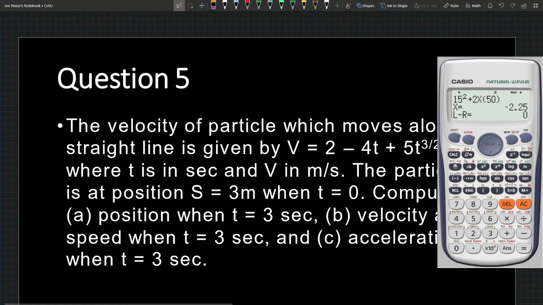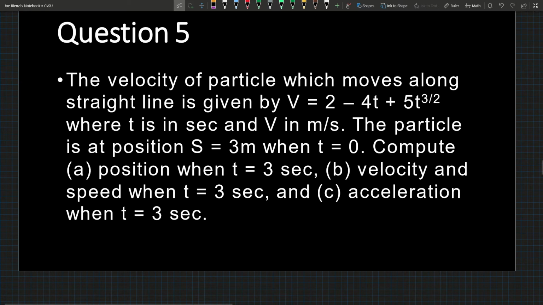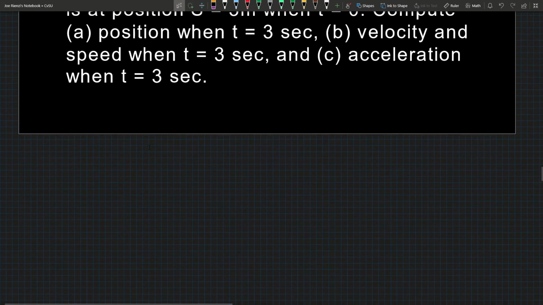Hide muna natin yung ating calculus. The velocity of a particle which moves along a straight line is given by v is equals to 2 minus 4t plus 5t raised to 3 halves, where t is in seconds and v is in meters per second. The particle is at a position s equals to 3 meters when t is 0. Compute the position when the time is 3 seconds, the velocity and speed when the time is 3 seconds, and the acceleration when the time is 3 seconds. So, medyo marami siyang kailangan.